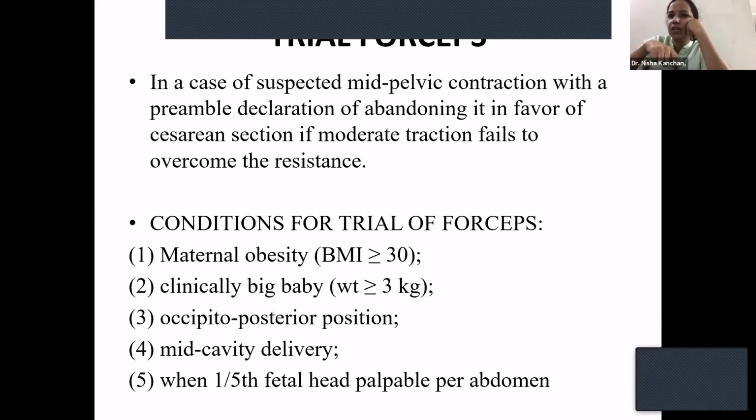Some Hiba's question, I can't see it completely. Is there any advantage of forceps over? I couldn't see the full question. Okay, you can type it into the question and answer section, then I can see the question and answer it.